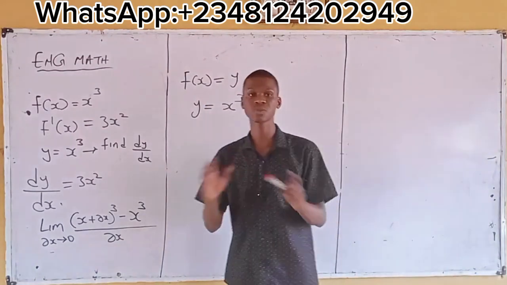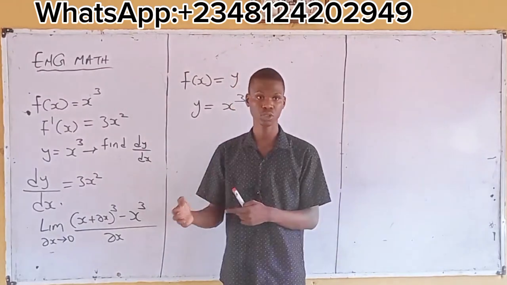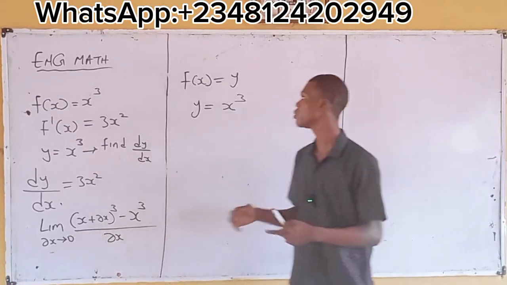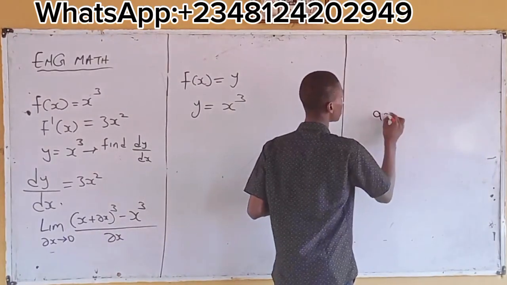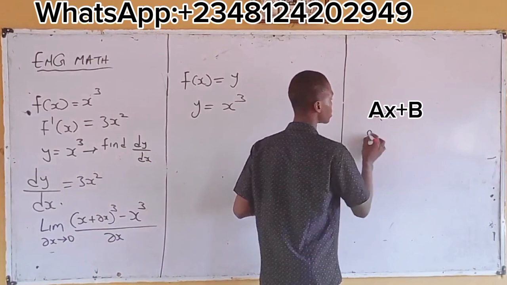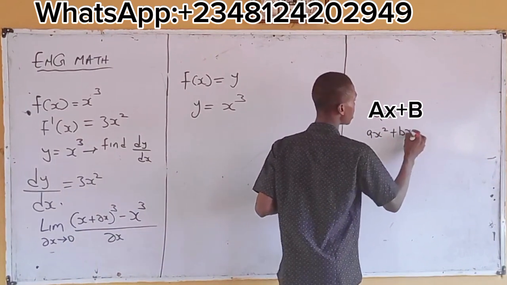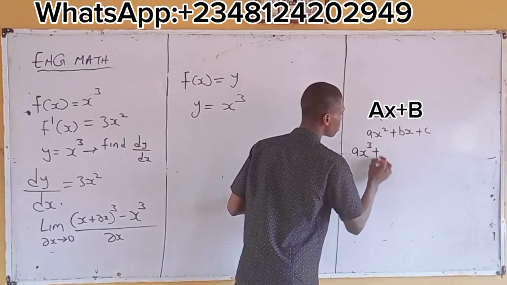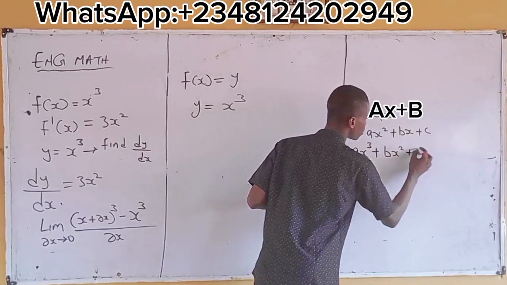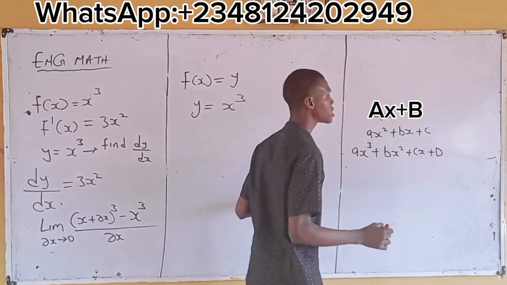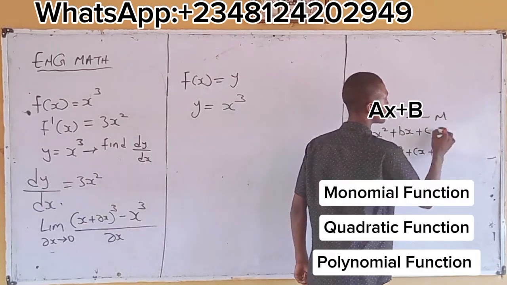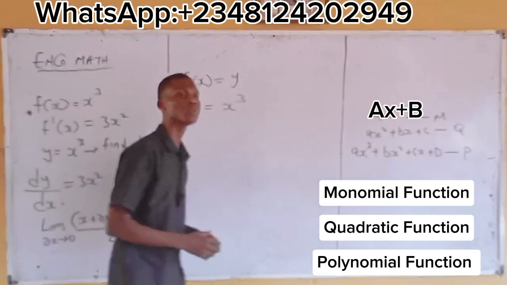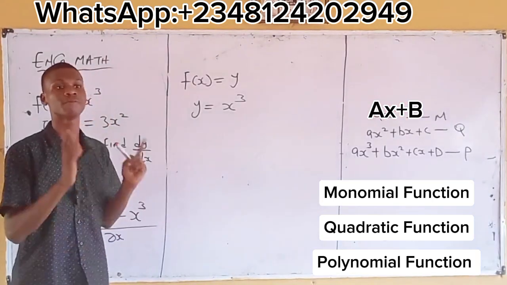Now, from here, what it means is that given any polynomial question, or any quadratic question, or any monomial question. When we say monomial, meaning you have ax squared; quadratic, ax squared plus bx plus c; polynomial, ax cubed plus bx squared plus cx plus d. Now given any monomial, quadratic or polynomial function, this is how we find the derivative using first principle.